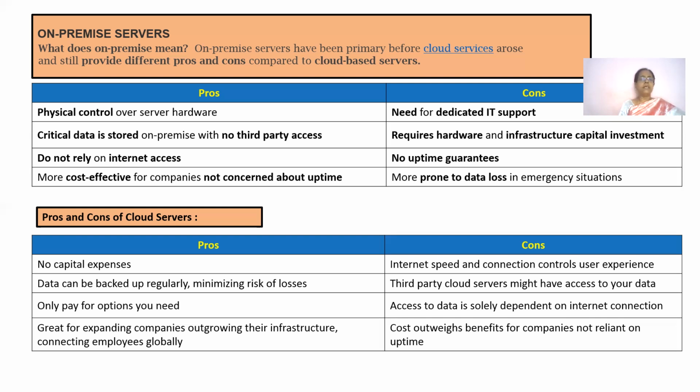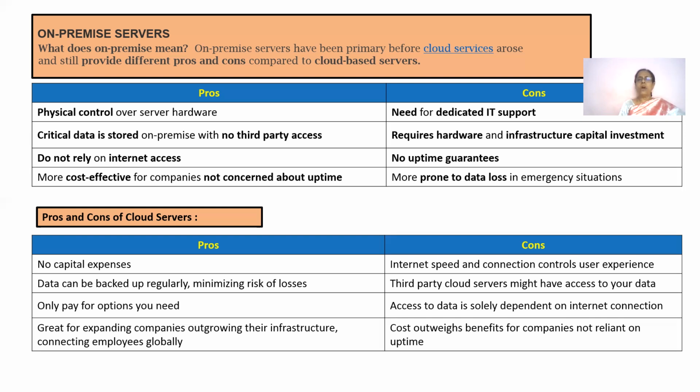The critical data is stored on premises, no third party. So here you don't have a third party, whereas in a cloud server you have a third party. There's a big server and you have many people who are providing you these cloud services. They are the third party. Of course, they won't do such a thing because you will have security, but here there's no third party access.